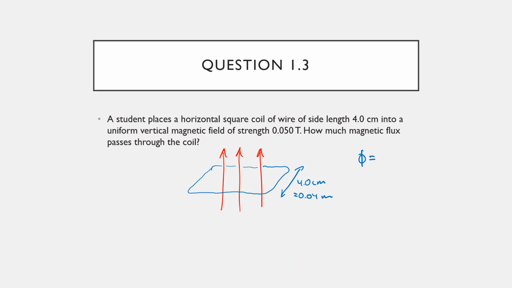So the flux is equal to the field strength times the area. In this case, the field strength is 0.05 Tesla. And the area of this square coil is just 0.04 meters times 0.04 meters, 0.04 meters squared. And we can work that out, and you end up getting something like 8 times 10 to the negative 5 Webers. There you go. Fairly straightforward to calculate flux. Not too much to it. All right, moving on.